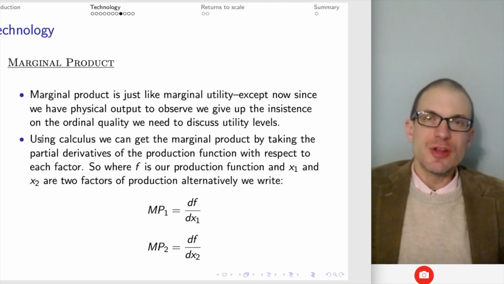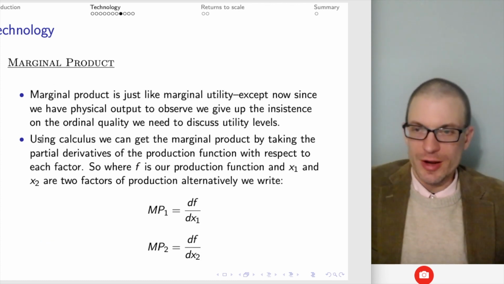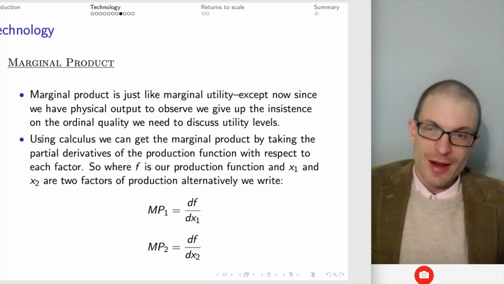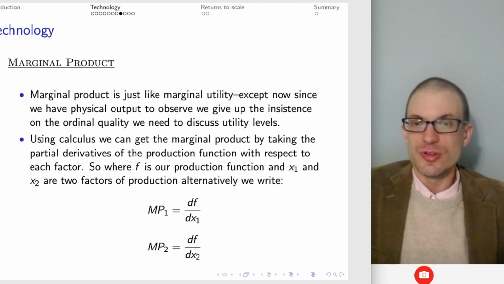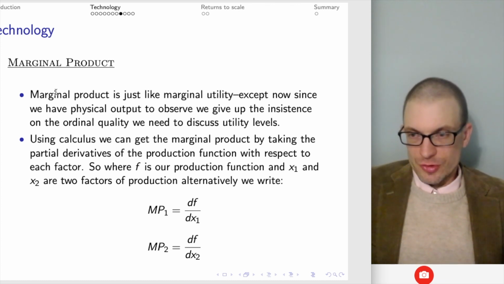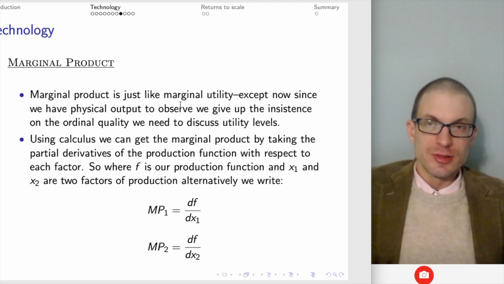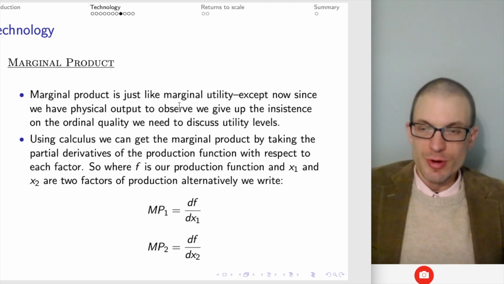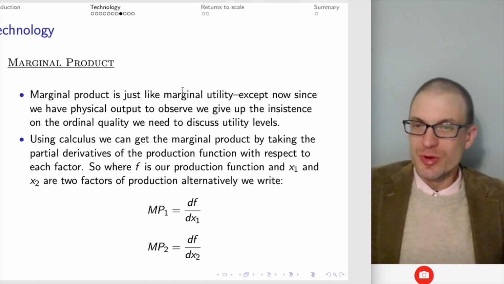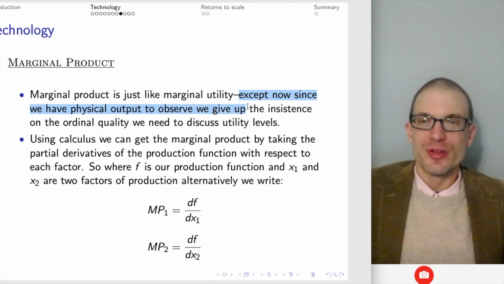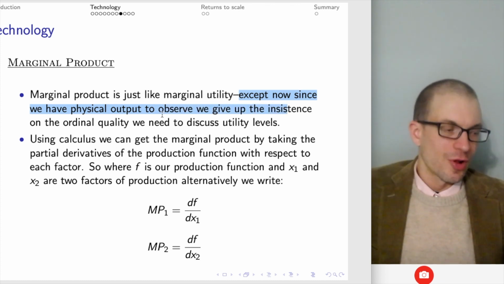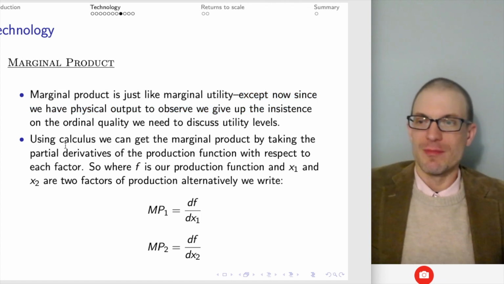All right, so I want to introduce the terminology of marginal product. We mentioned already that marginal product is a bit like the analog from producer theory to marginal utility. As I mentioned, the levels are important for producer theory in a way that's not true for consumer theory. So the difference between marginal utility and marginal product is that with physical outputs, this is no longer just an ordinal concept. Now the magnitudes matter.